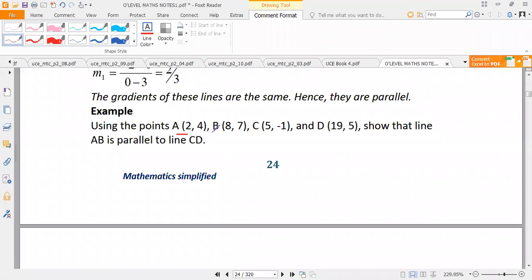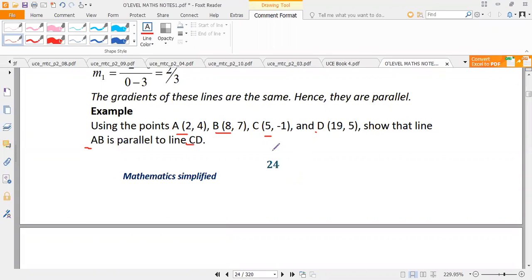Using points A, B, C, D, show that the line AB is parallel to the line CD. So to show that two lines connecting points are parallel, you just have to show that their gradient is the same. We show that the gradient of those lines is the same.